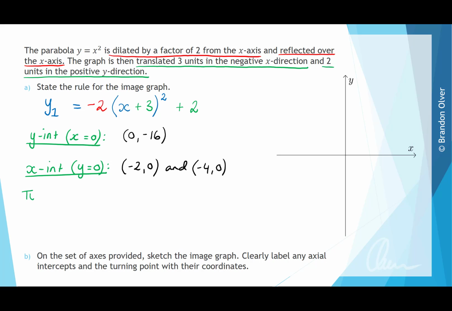Finally, we need to work out what the turning point of this parabola is. And luckily this is already in turning point form. So we know immediately that our turning point is at (negative 3, 2).